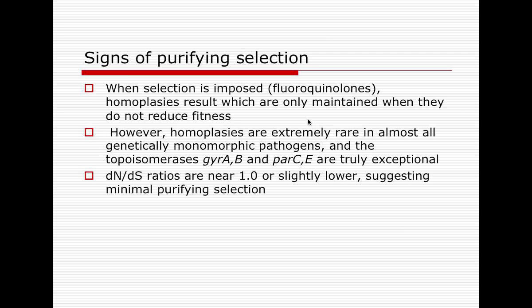The third sign is very crude. This is the ratio of non-synonymous mutations, which change protein structure, to synonymous mutations, which don't. And those ratios are one in theory, unless there's some signs of selection. And in truth, these ratios are near one or just slightly lower in large numbers of genetically monomorphic types. Saying again, we're not even seeing any purifying selection, loss of things that are less fit, unless it's very dramatic.